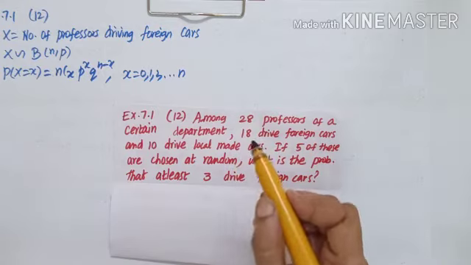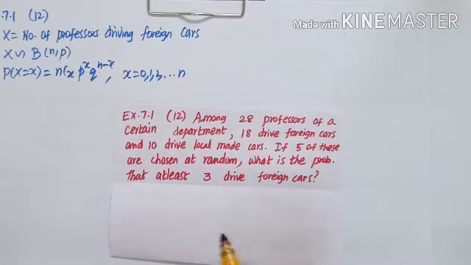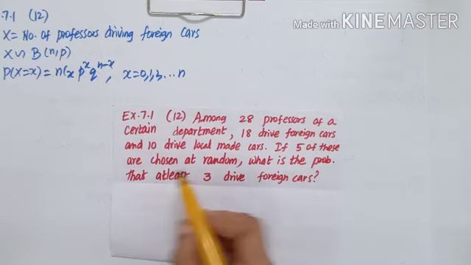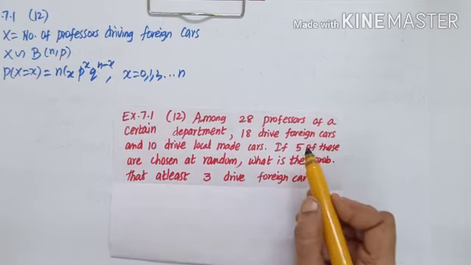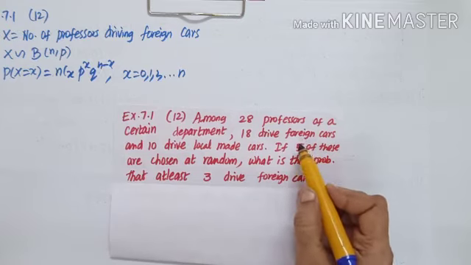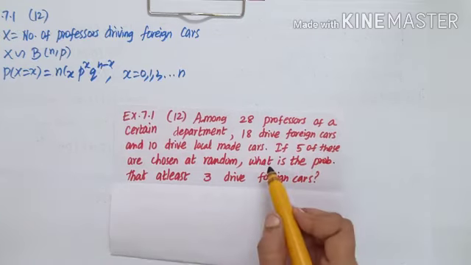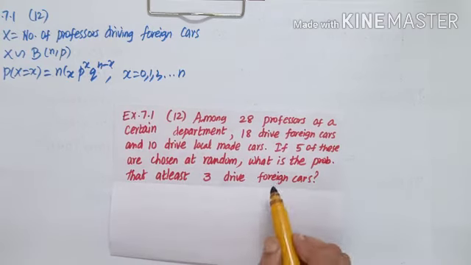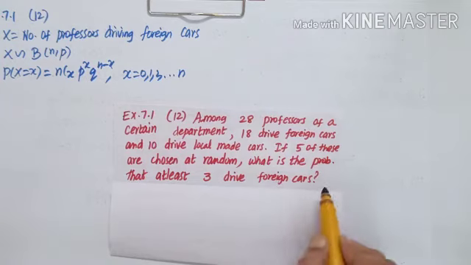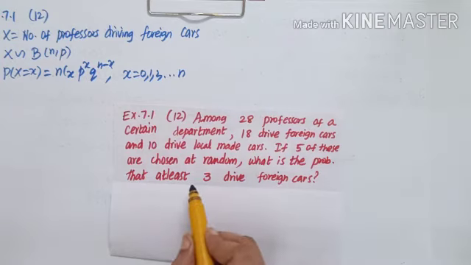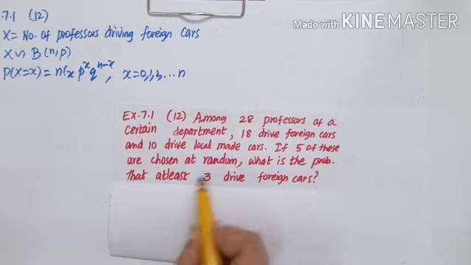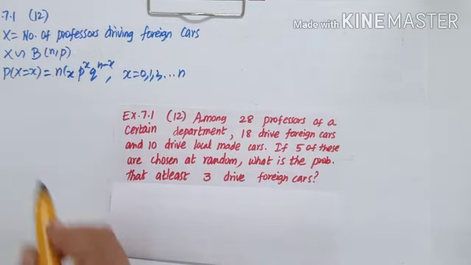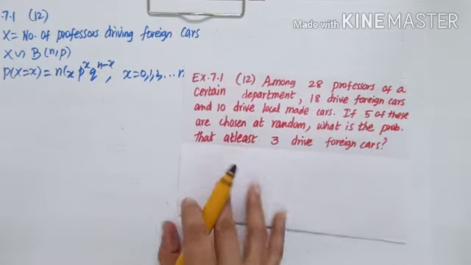Which is success? That we will see in the last line of the question. If 5 of these are chosen, how many are chosen? 5. So this 5 tells me n equals 5. What is the probability that at least 3 drive foreign cars? So this foreign cars we take as x, because whatever is asked in the last line we treat as x. So x is the number of professors driving foreign cars.